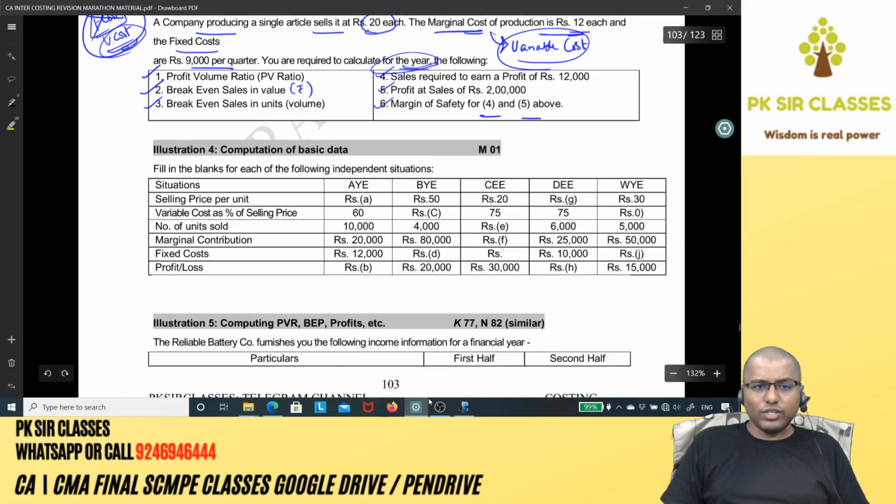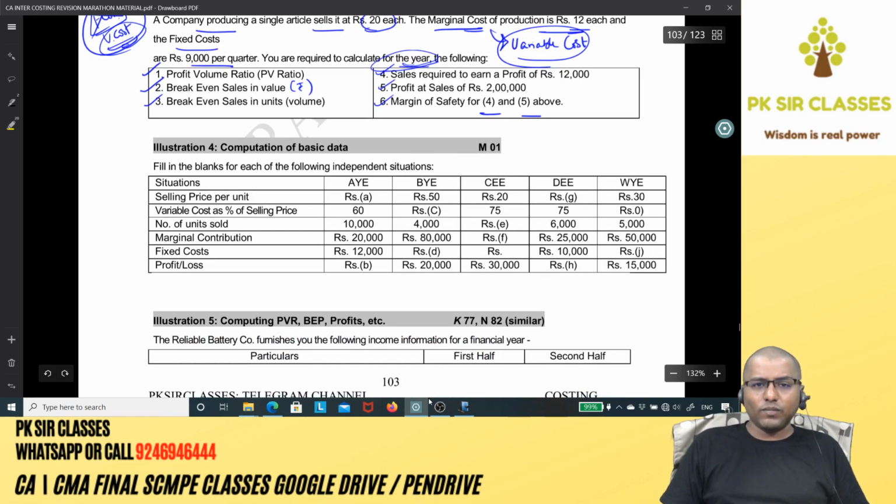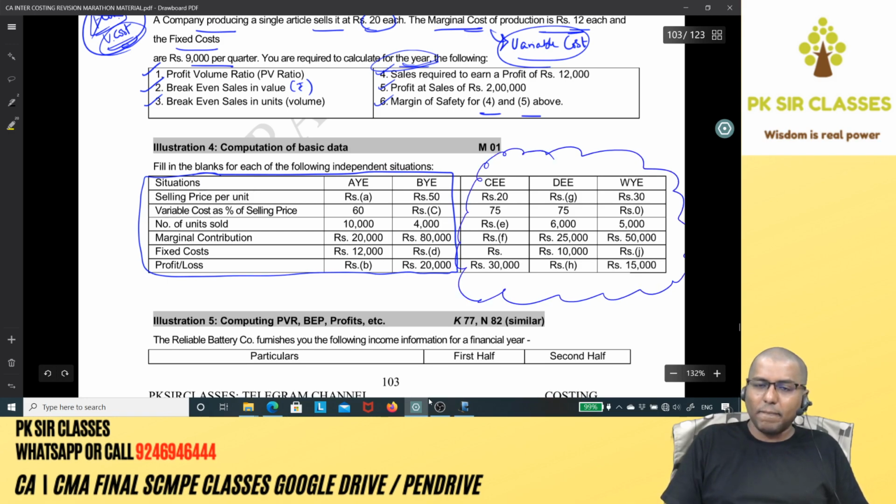Okay, now come to illustration 4. Here I'll be doing only the first 2 parts. That should be enough for us. The remaining will anyway be similar calculations. So the remaining, as one student has asked me, you do it as homework. Okay, this is a gift for you. Do it as homework. The first 2 I'll be doing.